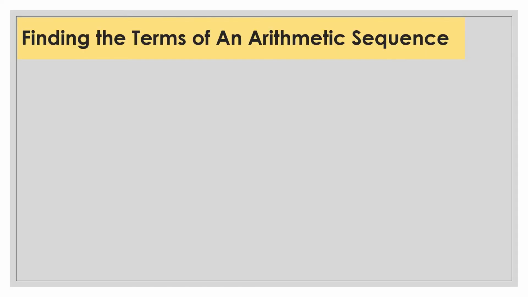What if one or more terms are missing in an arithmetic sequence? How can we find them? Let us have examples.